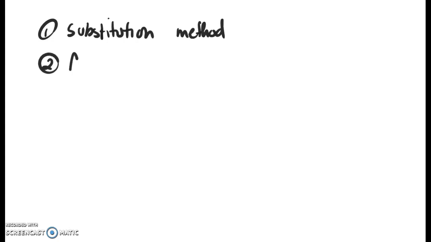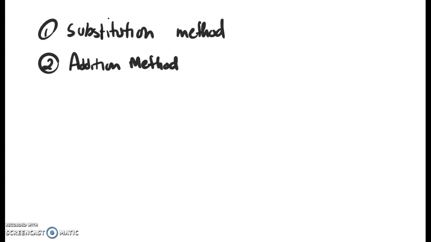Another method is called the addition method. This is also entitled the elimination method in some books. So addition, you may have heard it referred to as elimination method. And this is where we will try to find opposite coefficients. And when we have opposite coefficients, we'll add the two equations together and it will eliminate a variable, and then we can solve for the remaining variable.